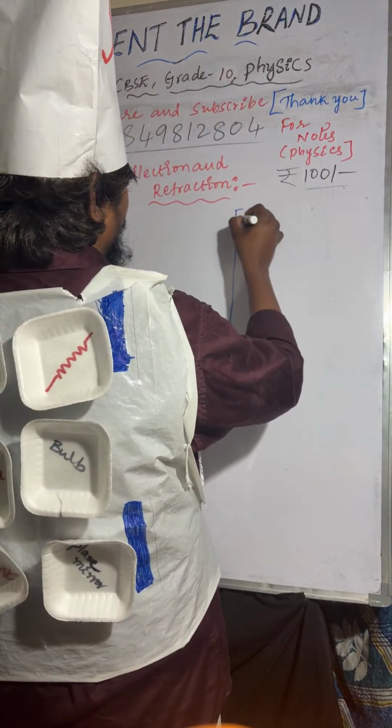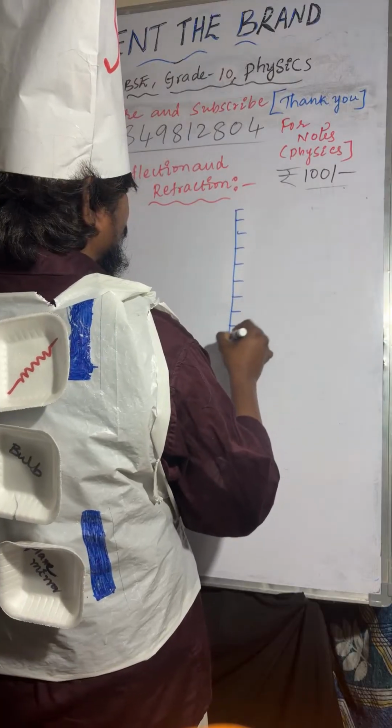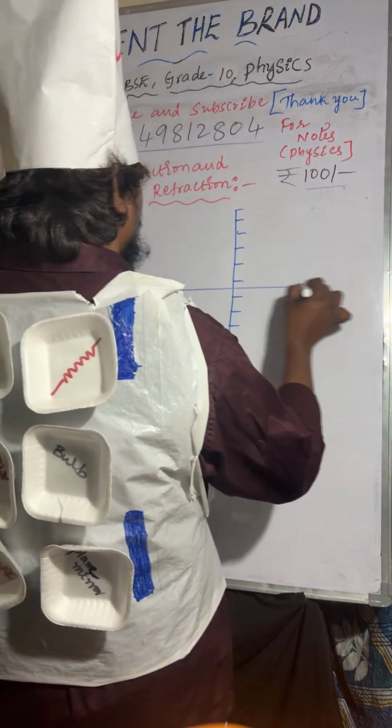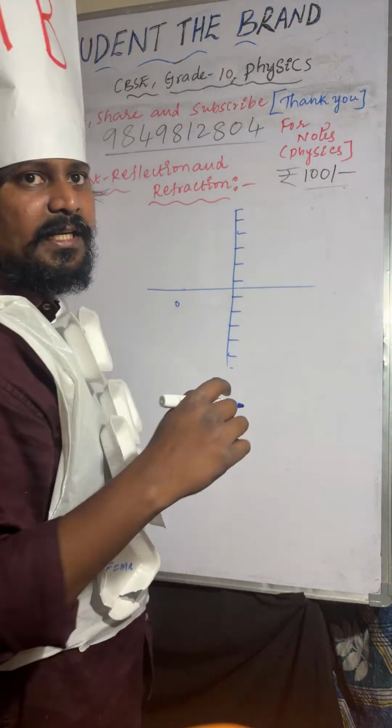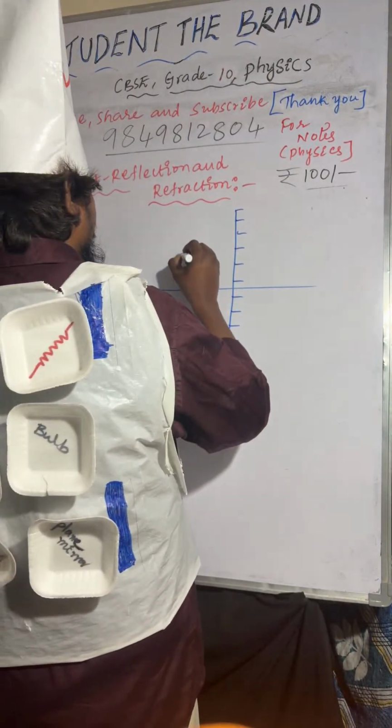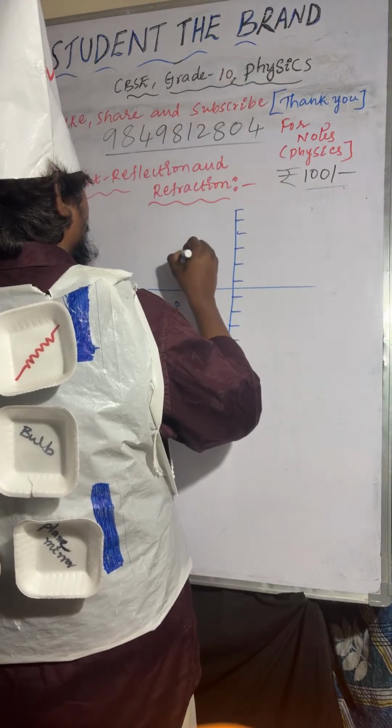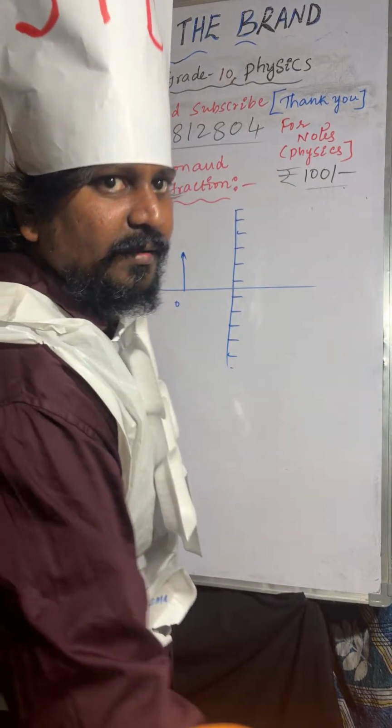So this is a plane mirror like this. This is an object. I am taking the size of the object like here. Okay, so AB.